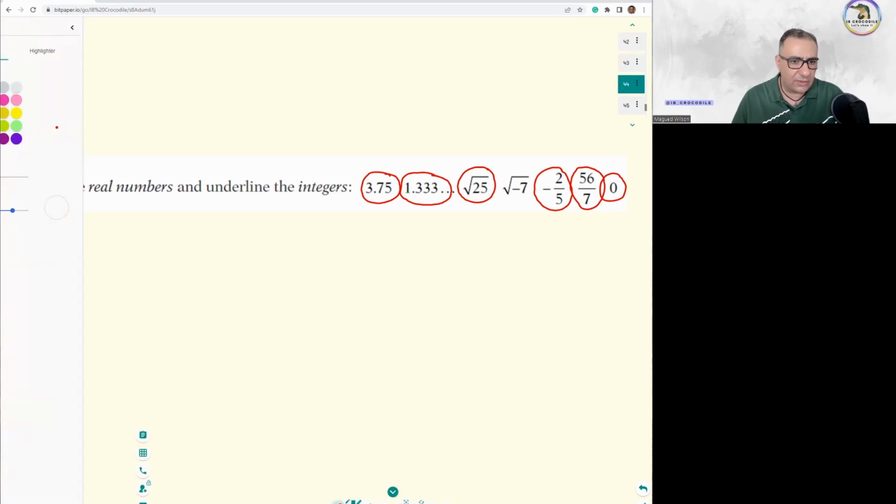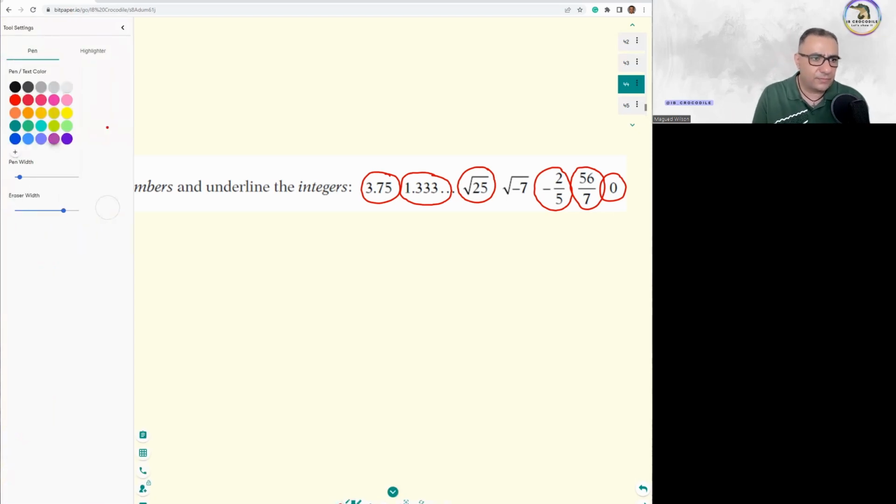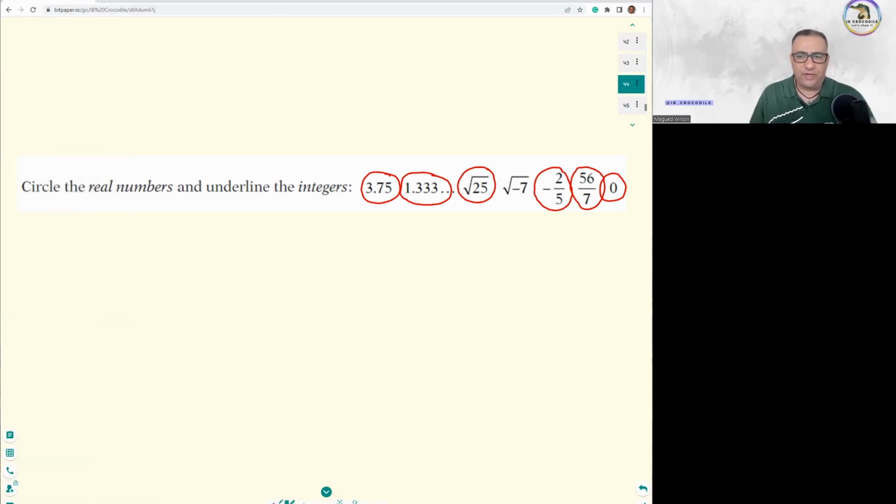Now let's underline the integers. 3.75, obviously there is a decimal part, it's not an integer. 1.333 also is not an integer. Root 25 is 5, so this is an integer. 56 over 7, which is 8 simplified, so 8 here is an integer, and 0 of course is also an integer.